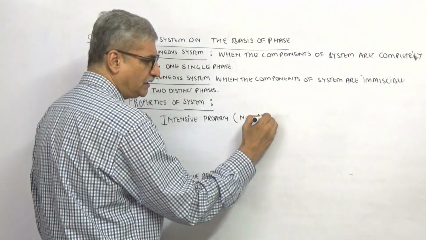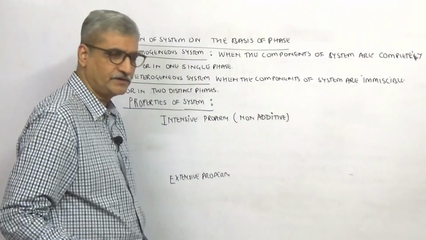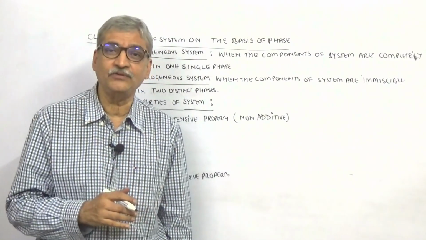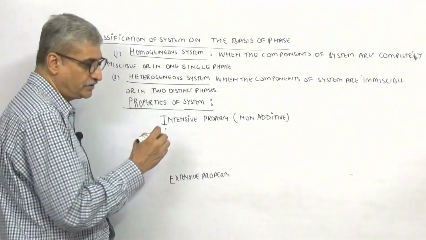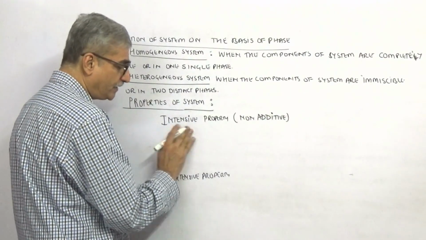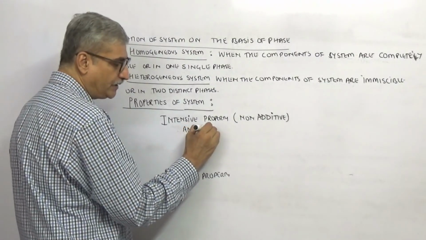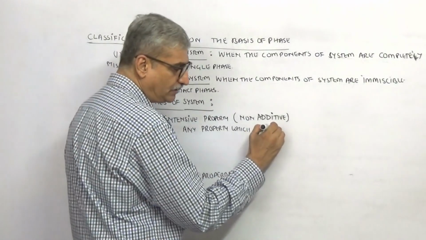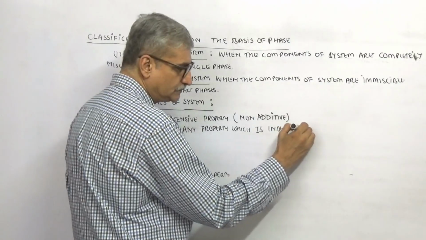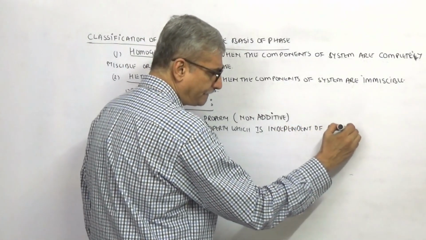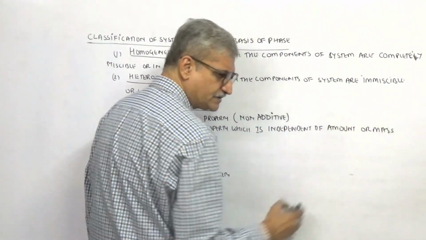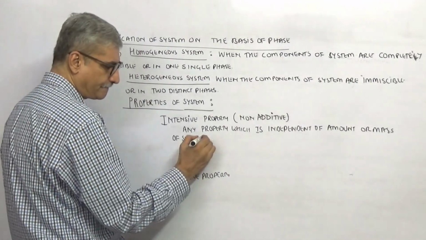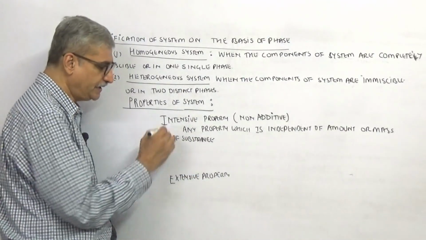What do you mean by non-additive property? Non-additive property means that if you double or halve the amount, the value does not change. Is this clear? So any property which is independent of the amount or mass of substance is called an intensive property.